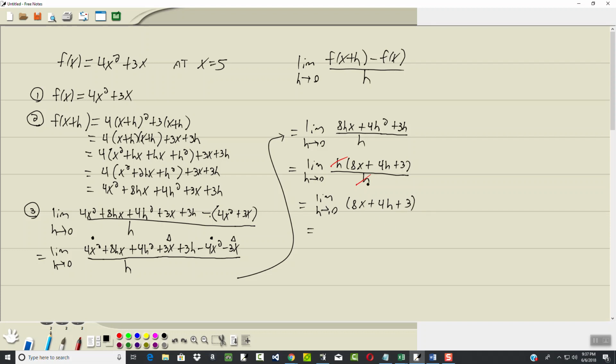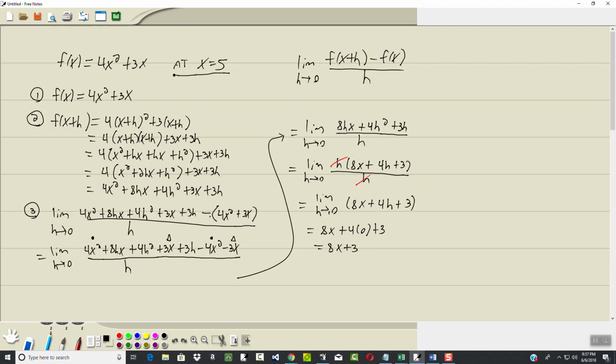Now that we eliminated the h in the denominator, we can plug in the 0 for the h. So we're going to have 8x plus 4 times 0 plus 3, which gives us 8x plus 3.